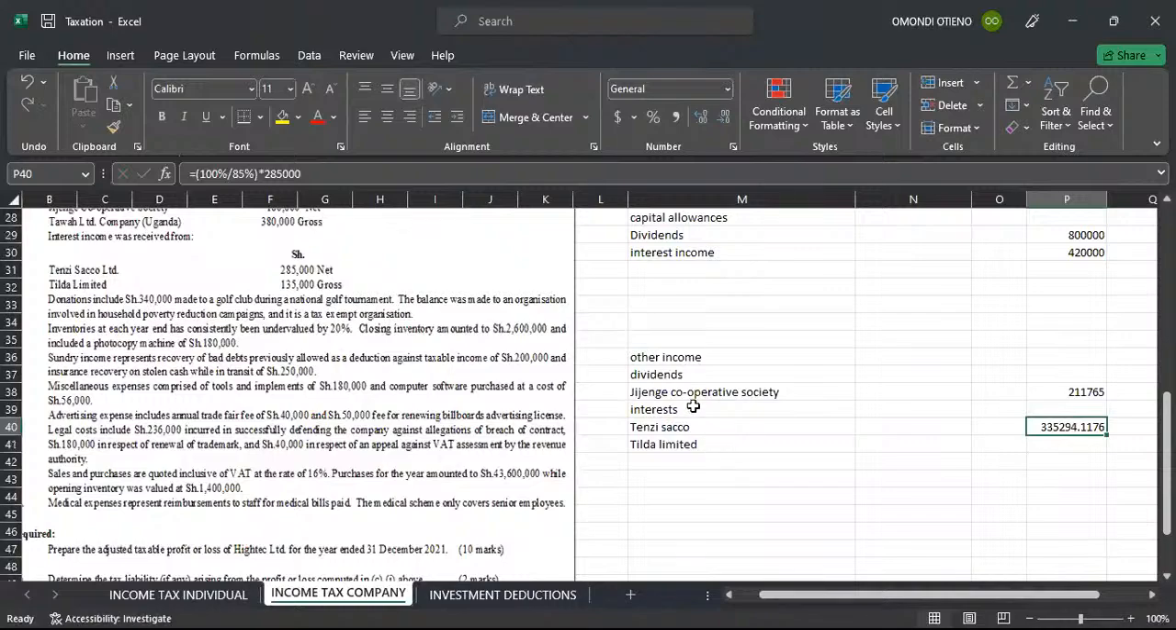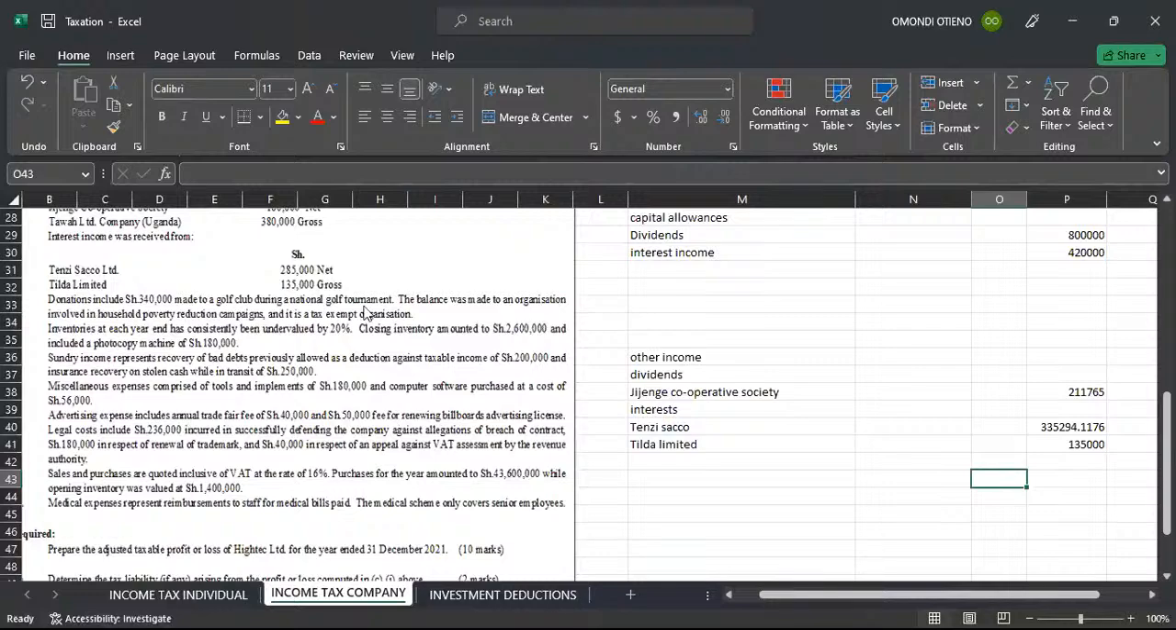Then Tilda Limited, they were just trying to confuse you. The interest from Tilda Limited, we take the full amount, but because you've been given the gross value, we transfer the entire amount of 135,000, and that's what we have there.